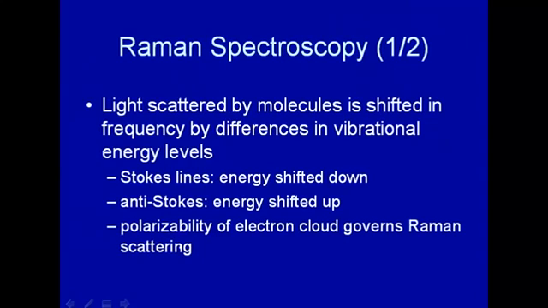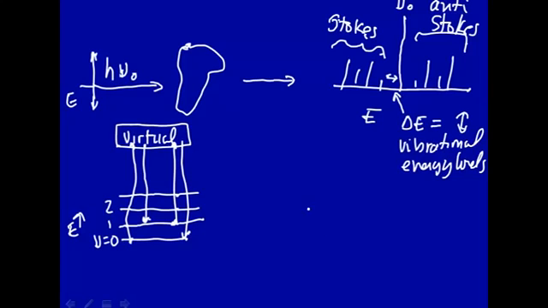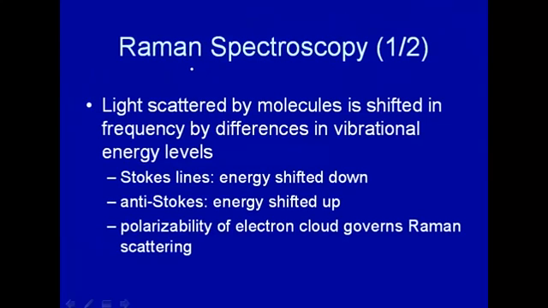What is governing this, what allows you to do this? Well, the polarizability of the electron cloud around the molecule. So this is an electron cloud here. And polarizability means how easily the electrons can move, or by what amplitude the electrons can move, in response to an oscillating electric field. Electrons that are very easily polarized will oscillate a lot compared to electrons that are not easily polarized, which won't oscillate as much. So that's Raman spectroscopy, basically.